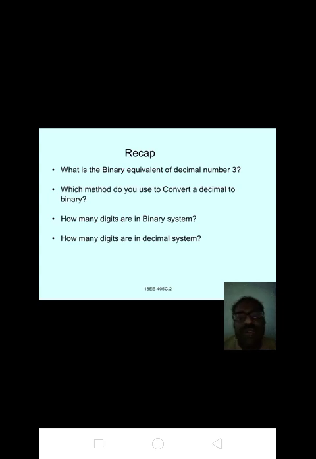Already we learned about the binary number system. What is the binary equivalent of decimal number 3? Which method you can use to convert a decimal to binary? How many digits are in binary system? How many digits are in decimal system also?